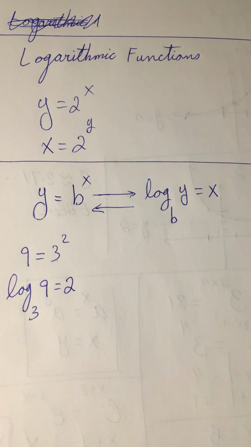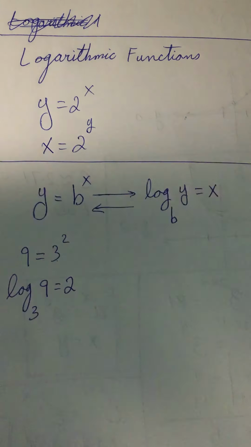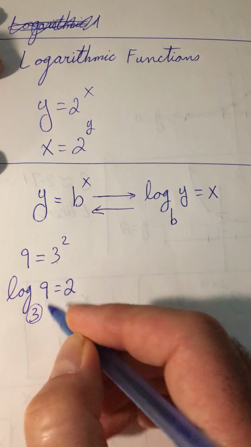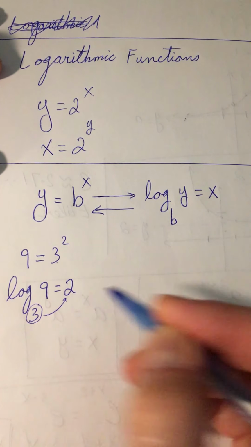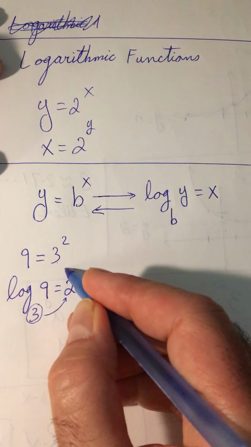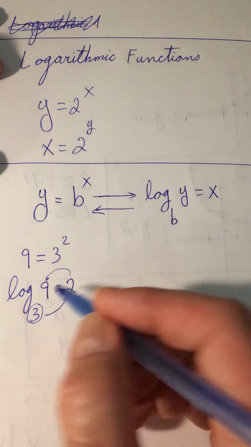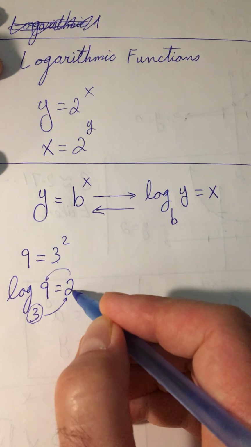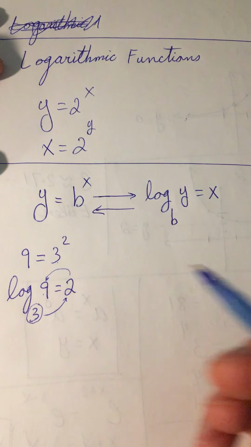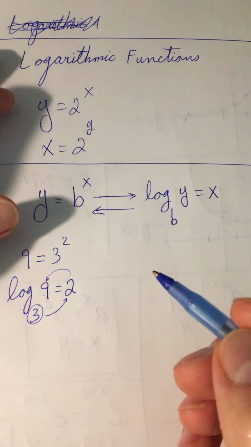Now, how do you check whether you wrote it correctly in logarithmic form? Well, if you take the base and raise it to whatever is on the other side of the equal sign, and if that equals this number, then you wrote it correctly. What's 3 to the second power? 9. And that's what we had. So I wrote it correctly. Okay, so that's how you can check.